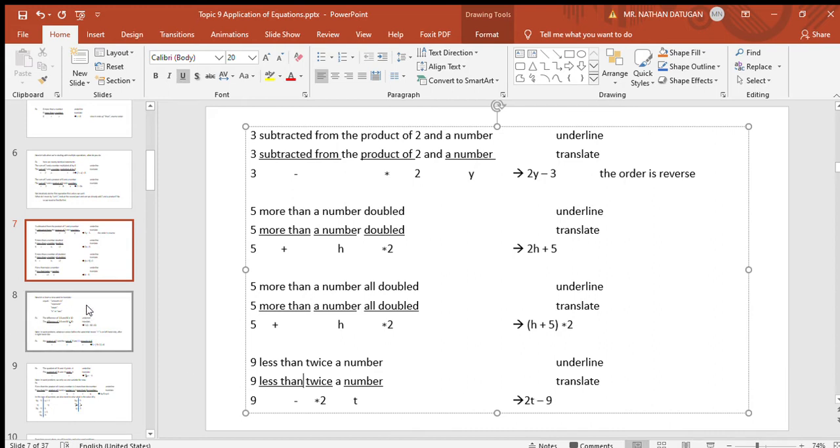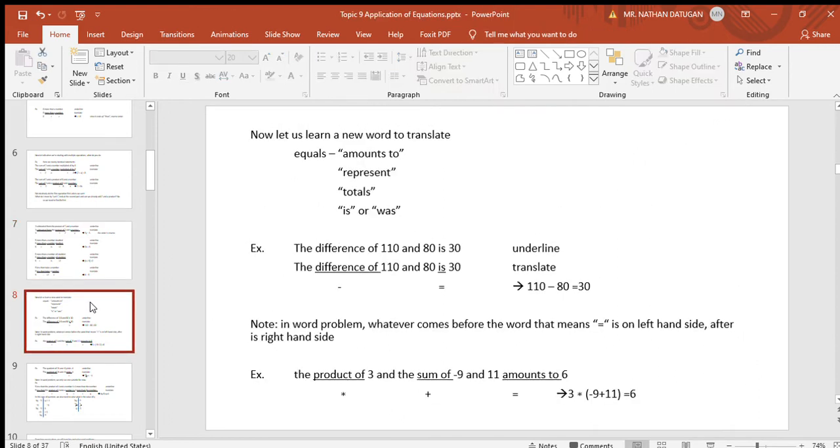Now you're pretty good with translating word problems to expressions, right? So let's step it up a bit. From expression, you guys know that the next step forward is equation, and that's where we're going. So we're going to translate a new word, equals.